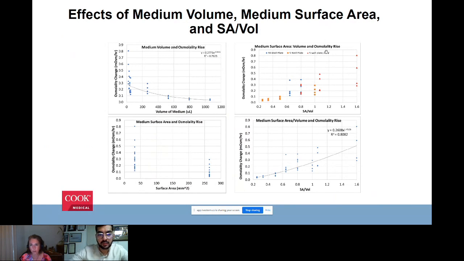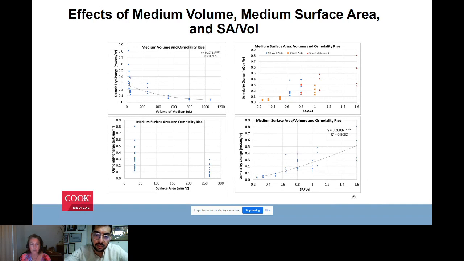But if we combine those 2, so if you look at the medium surface area to volume and osmolality rise, as the surface area to volume increases, we see an increase in the rate of osmolality change. Here we had the 96 well plate in the middle and the 5 well plates going on both sides. Because everything fell in line, we combined all of that data. So we considered that it was experimentally acceptable to just combine the results between 96 well plate and 5 well plate. And it makes sense that the surface area to volume has an effect on the osmolality change, because if you have the same volume and you spread out that drop, then you're going to have more evaporation.